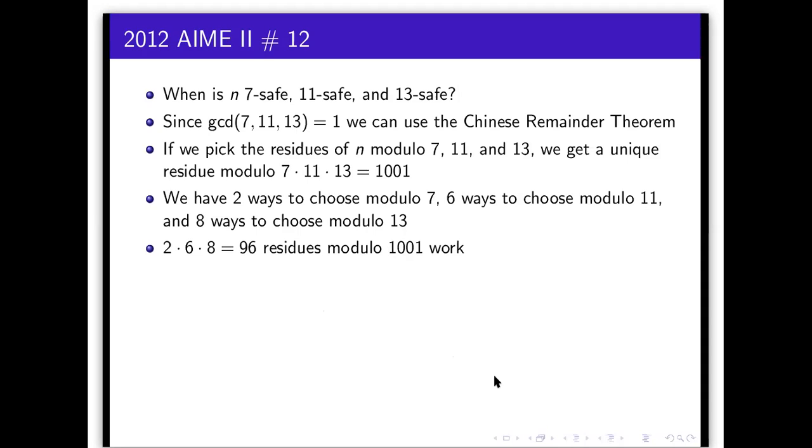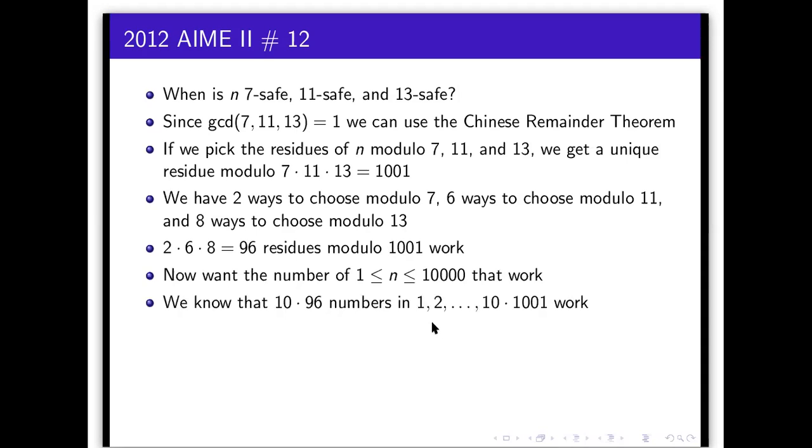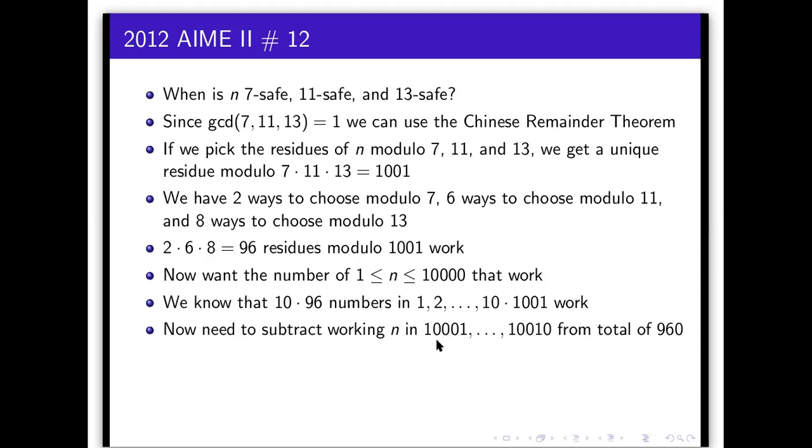So what we want is the number of n from 1 to 10,000 that work. Since we know that 96 residues mod 1001 work, we know that 960 numbers from 1 to 10 times 1001 will work. So we're close, but we might be overcounting. We know that there's 960 numbers from 1 to 10,010 that are safe. But we only want the numbers from 1 to 10,000 that are safe. So we need to get rid of the working n in this interval from 960.